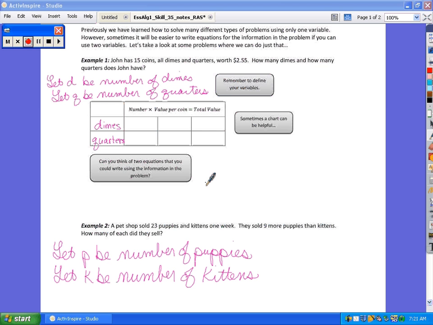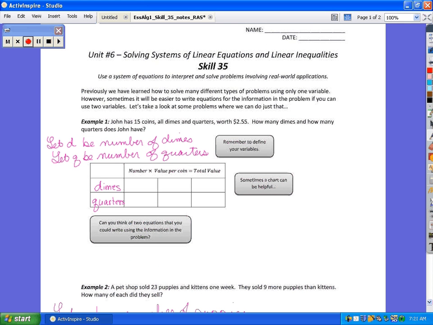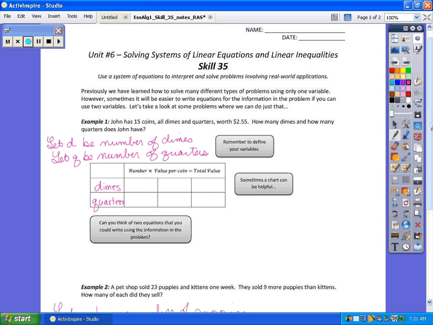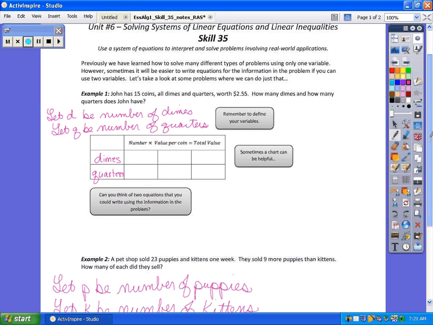This is Skill 35 in Unit 6, and we are solving real-world applications using a system of equations, or in other words, our favorite type, word problems. But it's much easier to solve systems of equations when we use two variables than it is one. And here's our first example.